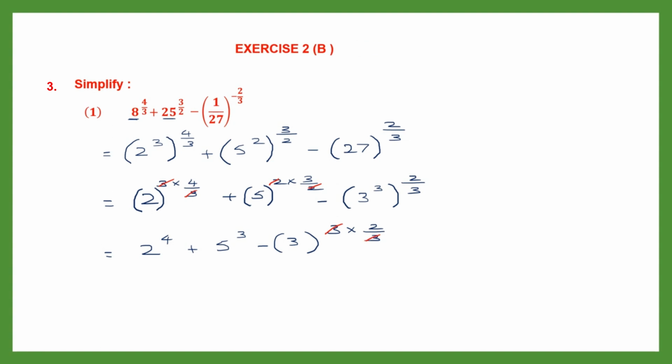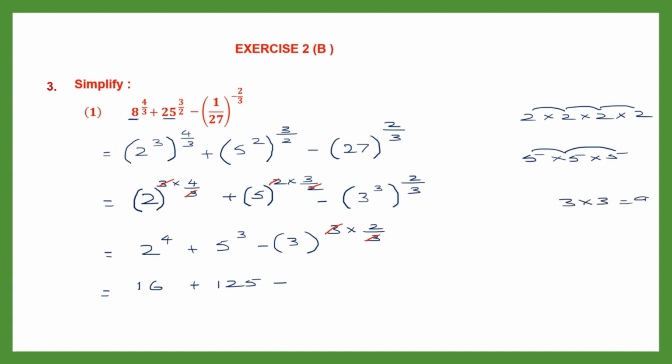So now let's simplify these. 2 to the power of 4 means 2 4 times, 2 into 2 into 2 into 2. 2 2s are 4, 4 2s are 8, 8 2s are 16 plus 5 to the power of 3 means 5 into 5 into 5. That is 5 5s are 25, 25 5s are 125 minus, now 3 raised to the power of 2. So 3 raised to the power of 2 will be 3 into 3, which is 9, minus 9.